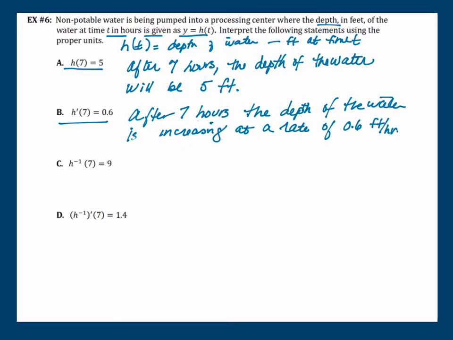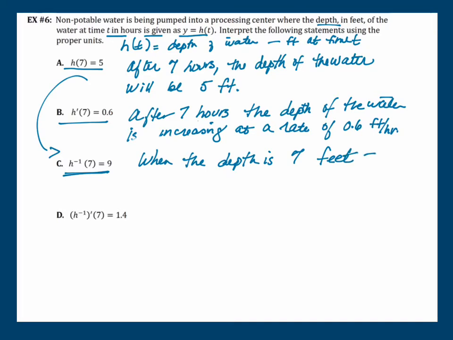Okay, now we're on to the next one. I have the inverse function, no derivative, so this is just the other way around. This says, when the depth is 7 feet, it has been 9 hours. Or the depth of the water is 7 feet after 9 hours. You're just reversing these two, right?